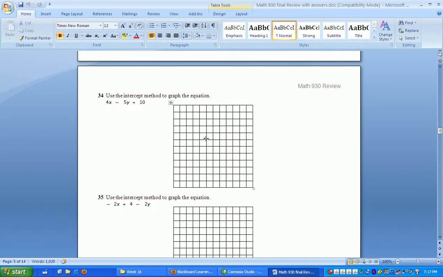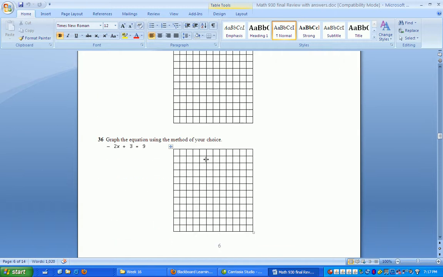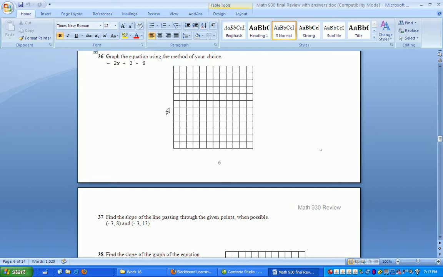Whenever they give us a choice of what to use, I always like to go ahead and use slope-intercept form. That means to get everything in terms of y equals, and then everything else, and then use your y-intercept to find your y-intercept, and then use your slope to find a second point, and then draw a line between those. That's what I find to be the best.